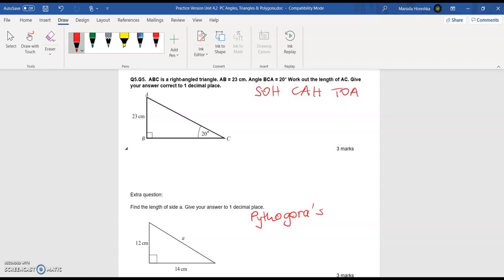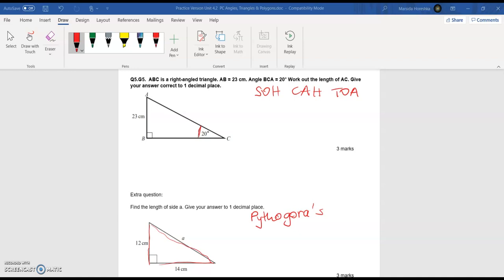Which one do we use? If the question relates only to the lengths of the triangle, like this one here, where we have length, length, and length, so no angles at all, then we're dealing with Pythagoras. So we need to use Pythagoras. If the question is about angles as well, like this one here, which has 20 degrees, then we're definitely using SOHCAHTOA. We are talking about right angle triangles only because this is what you're going to be seeing in foundation.